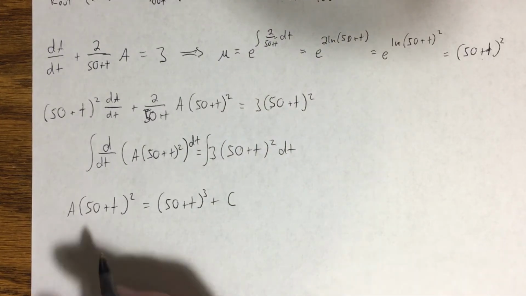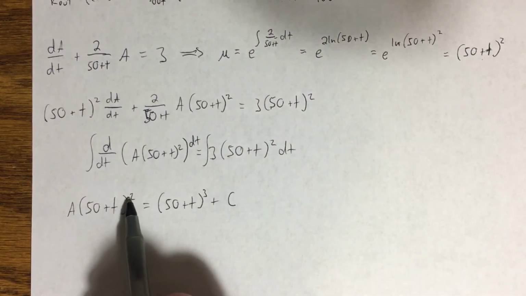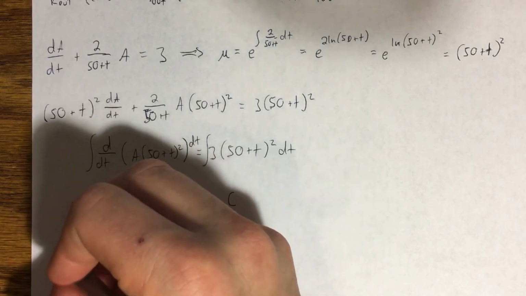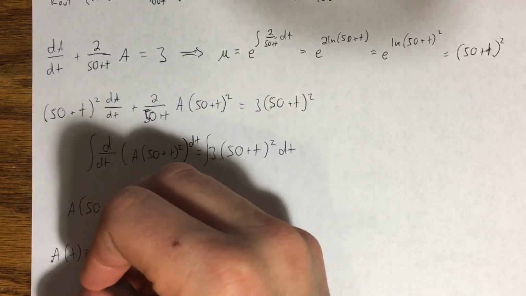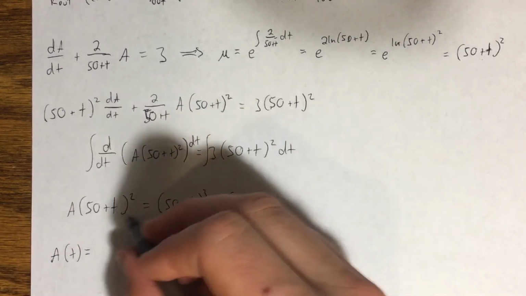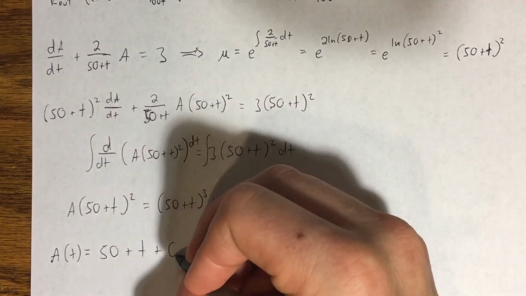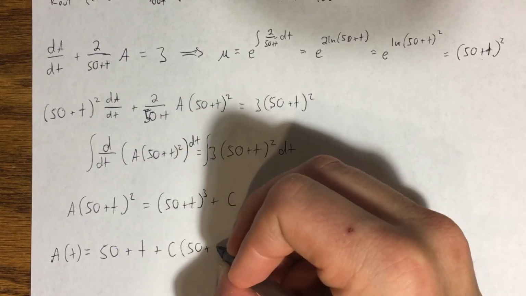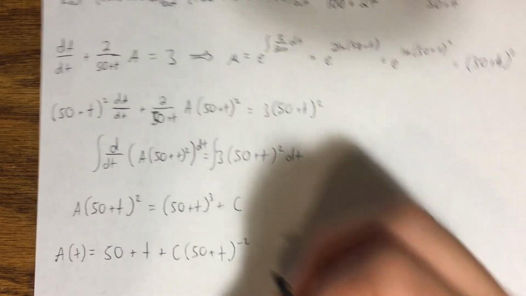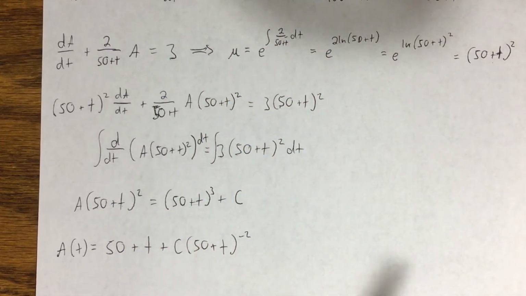Finally, let's multiply both sides by (50 plus t) to the power of negative 2 to cancel that out, and I get A, let's start calling it A of t now. A of t is equal to, this will do some nice canceling, 50 plus t plus c times (50 plus t) to the negative second power. Okay, so I get this transient term here.